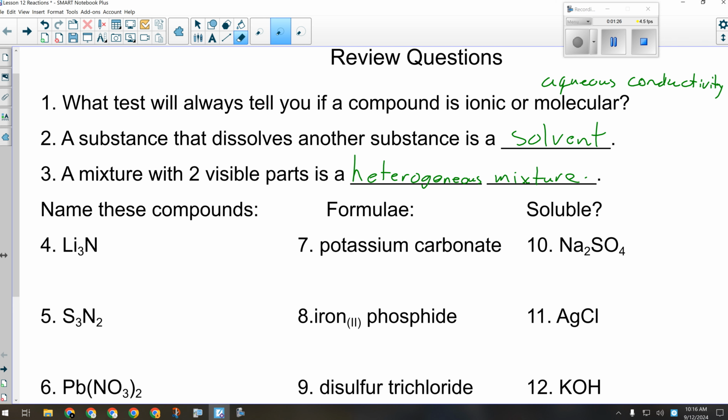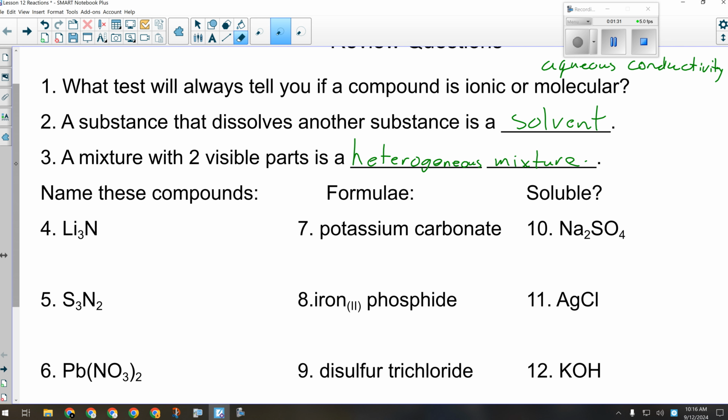Okay, names for these compounds. Number 4, ionic or molecular? Okay, so I would write the name of the metal, and then the name of the non-metal. Okay, do I need any prefixes? Do I need any Roman numerals? No.